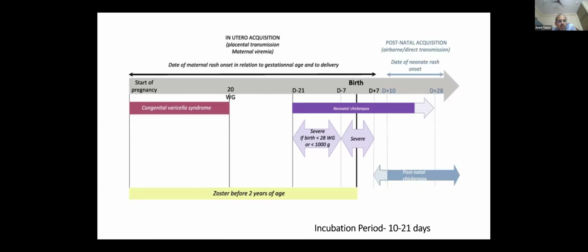So we have already seen first trimester is for congenital varicella syndrome, and -5 to +2 days is the maximum severe risk. And for preterm babies less than 28 weeks, less than 1 kg, even if mother gets infection till 21 days before, they are at risk. So IVIG has to be given for them also.